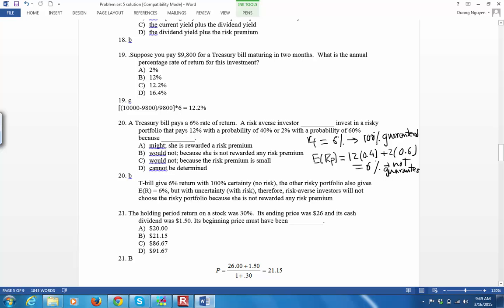So if the investor is risk averse, meaning the investor doesn't like risk, in order for this risk averse investor to take risk, this investor has to demand more return on the risky investment. So obviously over here the risky investment gives the same return as the T-bill. So it doesn't make sense for the investor to take the risky investment. So the answer would be B, would not, because she should not be rewarded any risk premium. The risk premium over here is basically equal to 0, 6 minus 6 equal to 0.